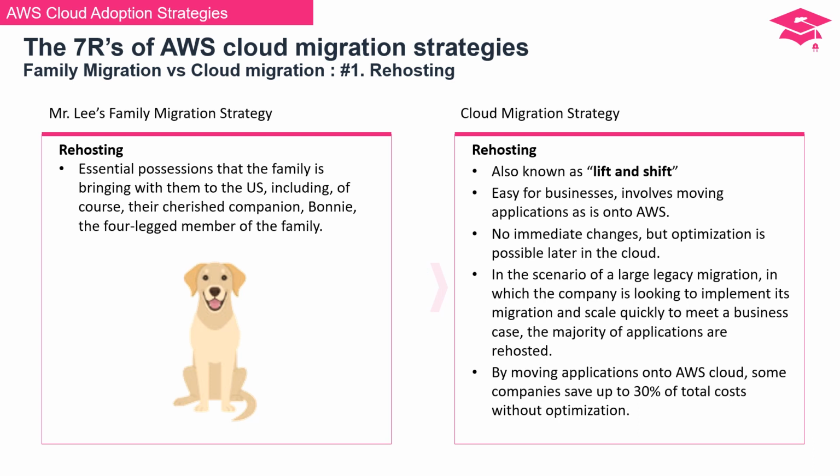In scenarios of large legacy migrations where a company aims to implement its migration swiftly to meet business demands, a significant number of applications undergo rehosting. Moving applications to the AWS cloud using rehosting has proven to save some companies up to 30% of total costs, even without immediate optimization.